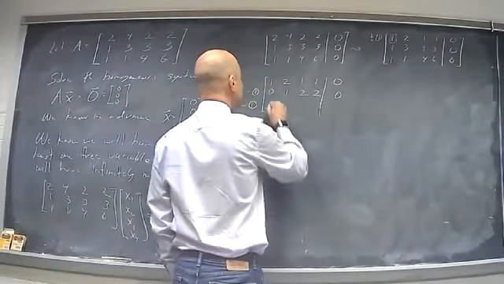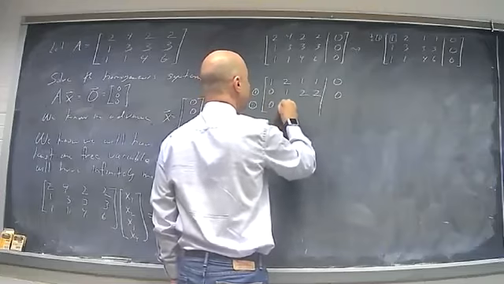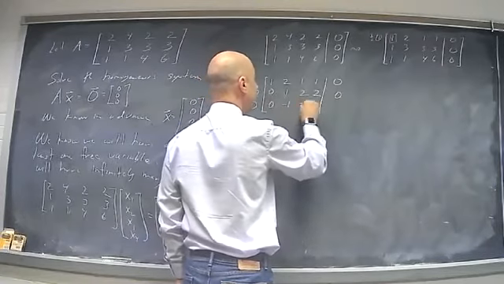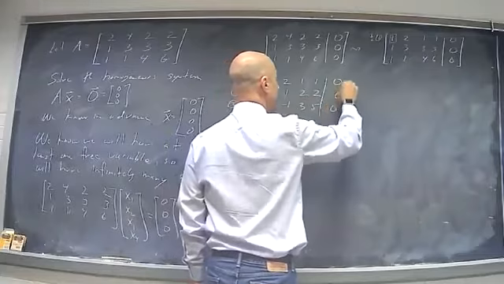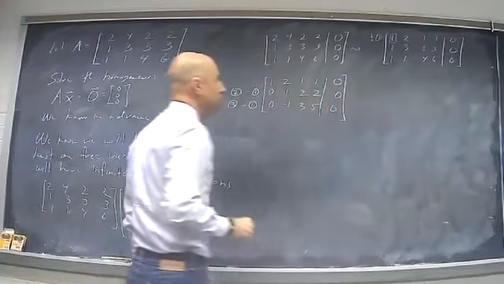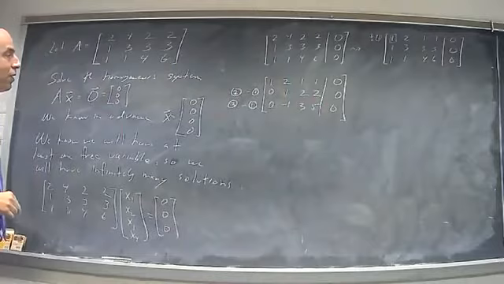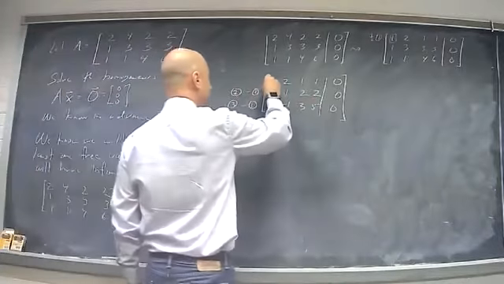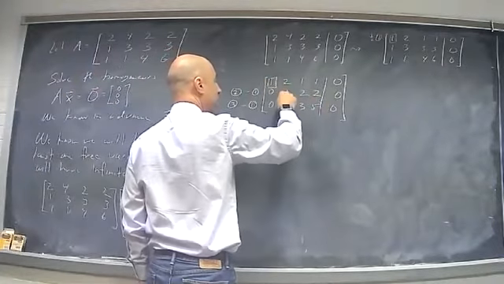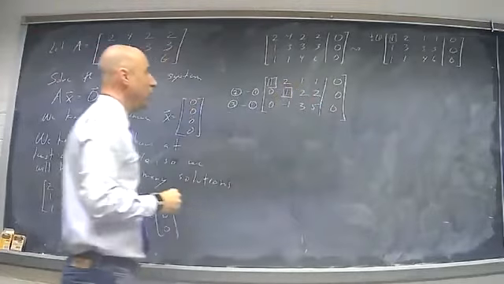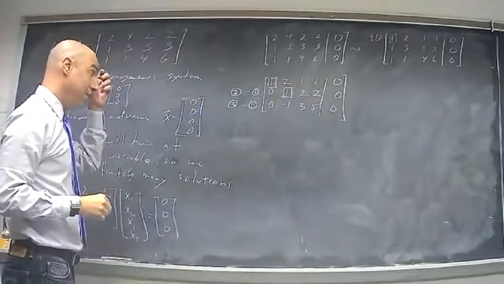So 0, -1, 3, 5, 0. So here's one pivot position. I can already see another pivot position, and I have a 1 there already. So let's get a 0 below that.